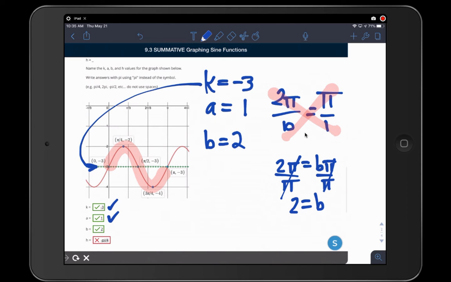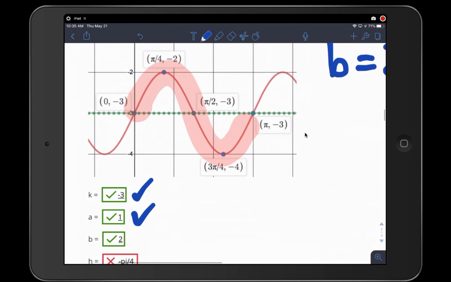And then h, remember h is the value of, if you're shifting left or shifting right, left or right. So the h value here, if you take a look, you can see that we start our sine graph at the k line. So you're searching for that first point. There are no points highlighted over here, and no points highlighted over here, so you can just ignore anything else on this graph. Pretend this doesn't exist, pretend this doesn't exist.